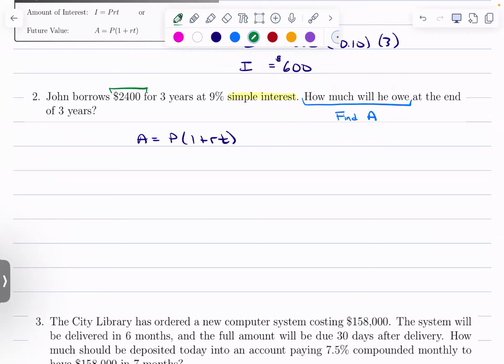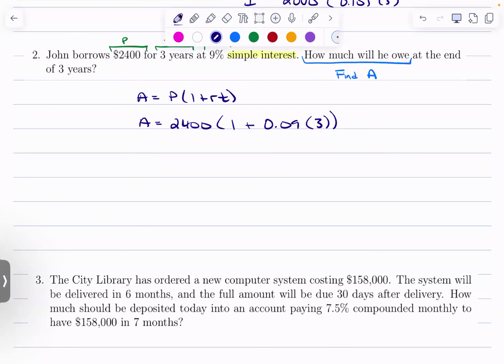So if you borrow 2,400, that's your P, for 3 years, and your R is 0.09. Right, make sure that you convert your rate to a decimal. But besides that, A equals 2,400 times 1 plus 0.09 times 3. Should I show?